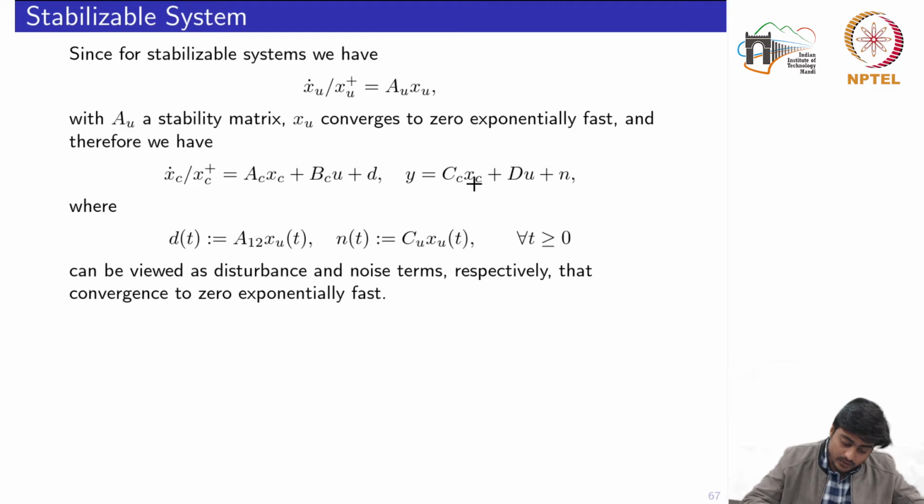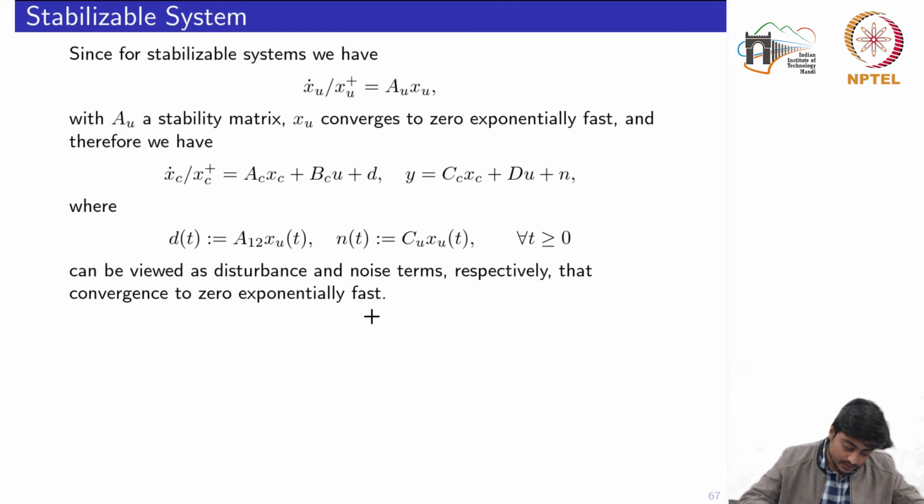and similarly I would have the similar representation of XU in terms of another signal called N. Both are in fact time dependent. These two signals can be viewed as disturbance and noise terms respectively that converge to zero exponentially fast.